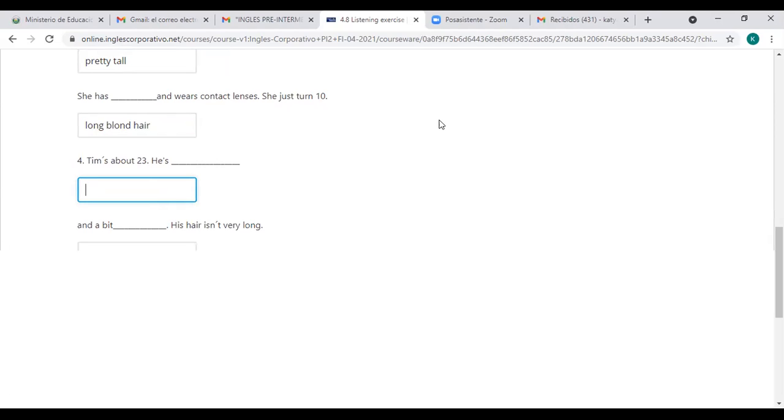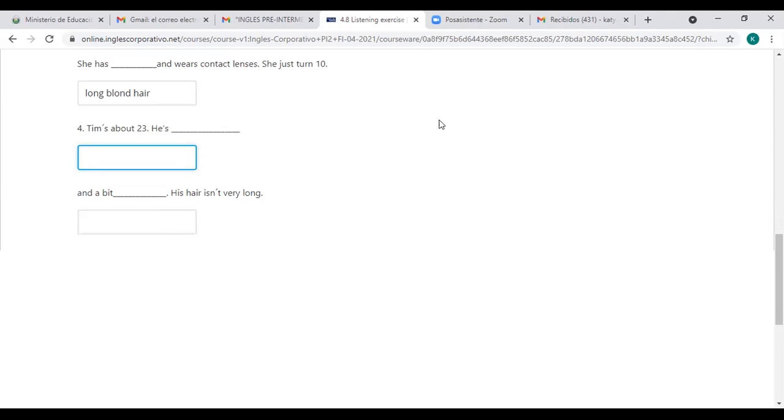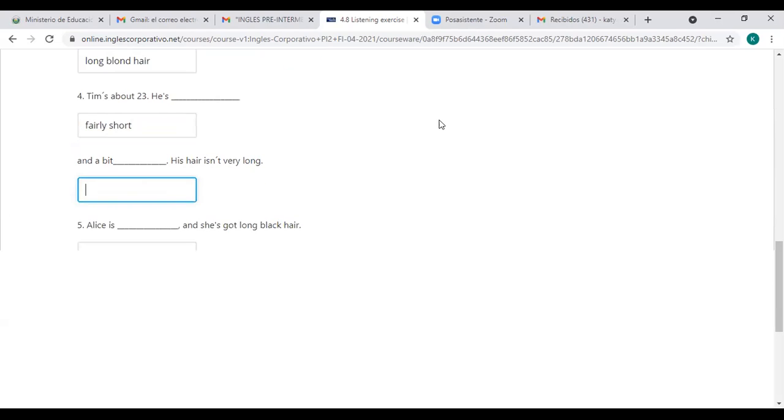Fairly short. F-A-I-R-L-Y. Fairly. What is fairly? Fairly short. ¿Qué significa fairly? Eso quiero preguntar, porque no sé.